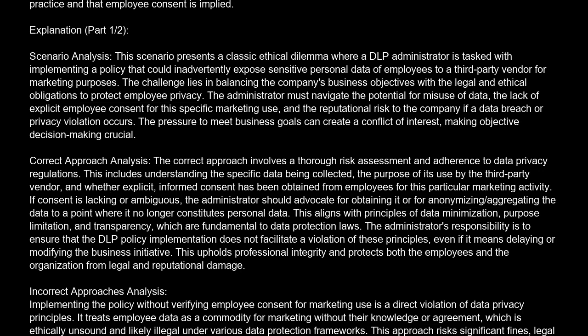The correct answer is C. Implement the DLP policy as requested by the marketing department, relying on their assurance that it is standard practice and that employee consent is implied.